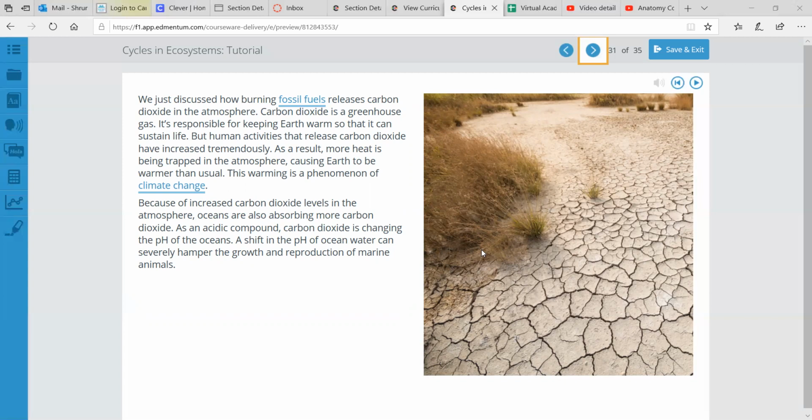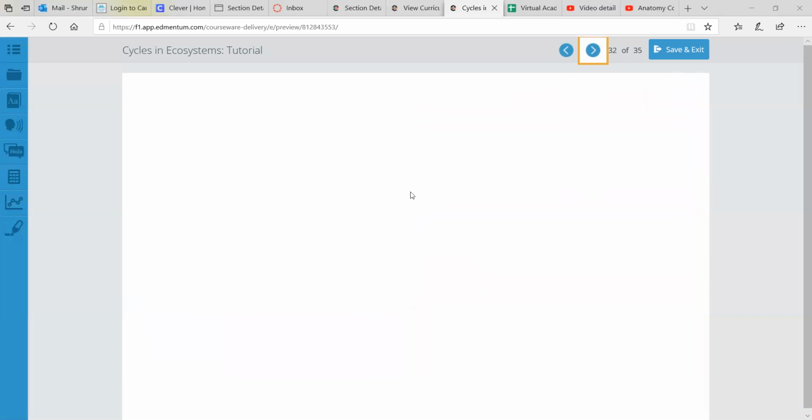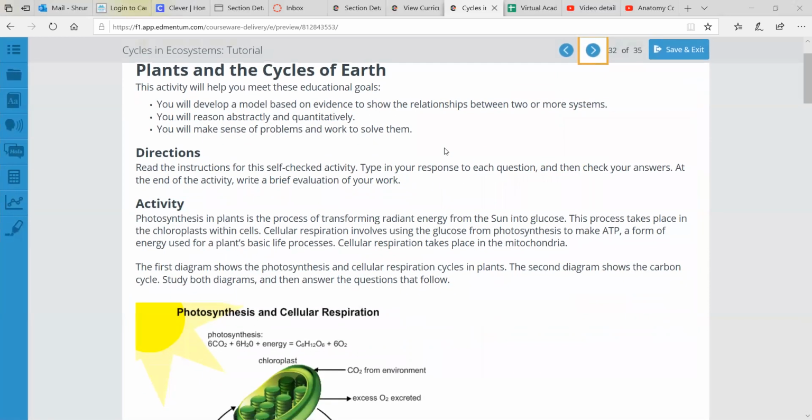With increased CO2 levels in the atmosphere, oceans are also absorbing more CO2. And as an acidic compound, CO2 is changing the pH levels of the oceans. And this is the measurement of acidity. A shift in pH of ocean water can severely hamper the growth and reproduction of marine animals. So climate change can make the oceans more acidic and thus change the way organisms are able to survive.